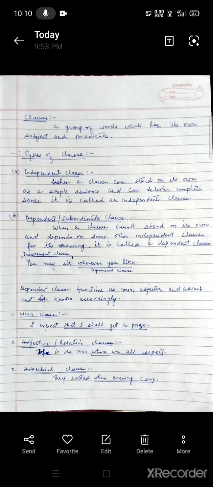So, dear friends, hope you understand the lecture. Please go through this topic and practice with sentences from your own books and through the examples given in your textbook.